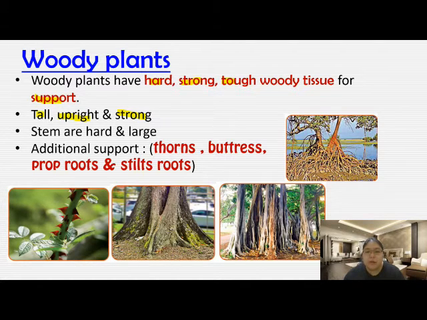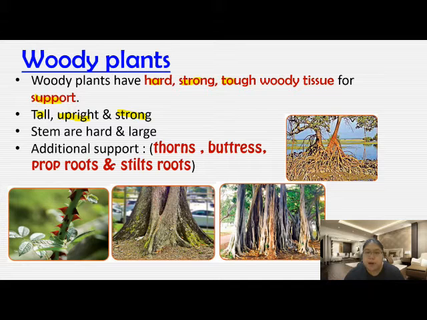after that we have buttress roots, then prop roots, and after that stilt roots. Let's see what those are. Let's see the thorn. A thorn is like this one. Let's see the rose. A rose has thorns. After that we see this one is a buttress.